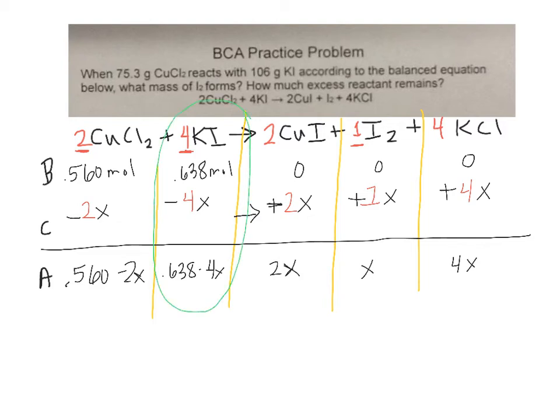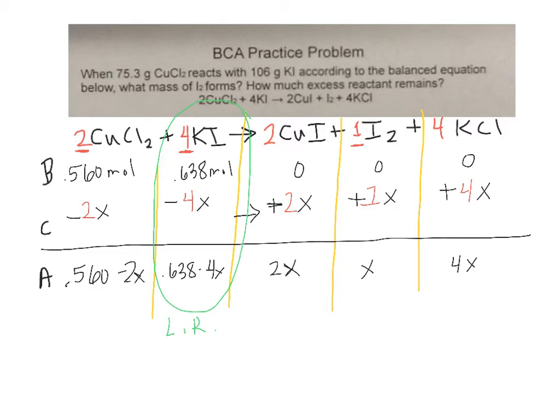Now, if you did not see why I picked that, don't worry. You really can just pick either one of the reactants and call it limiting. If you choose the wrong one, you will get an X that doesn't make sense. You'll get a negative number, and then you'll know you chose poorly and erase your limiting reactant choice and choose the other one. All right, so I'm going with KI being limiting.